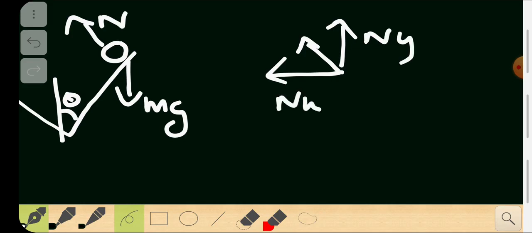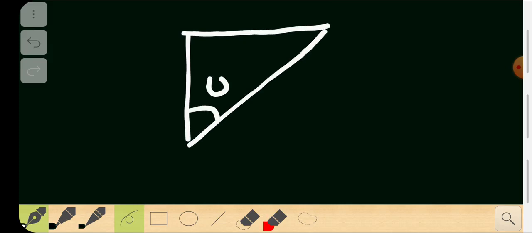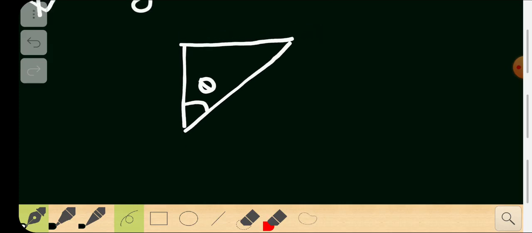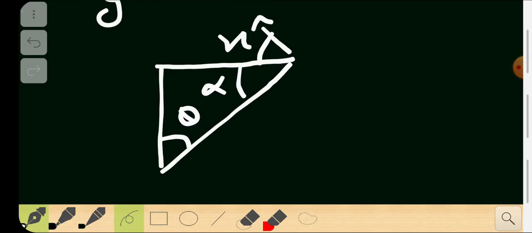Now the problem is I don't know the angle, so I cannot resolve using trigonometry without any angle. So let's have a look at the situation just like this. This is the theta here, there is no doubt about that, and let's call this angle alpha. The normal force just looks like that. Let's call this angle x. This is the normal here and the rest is the cone.